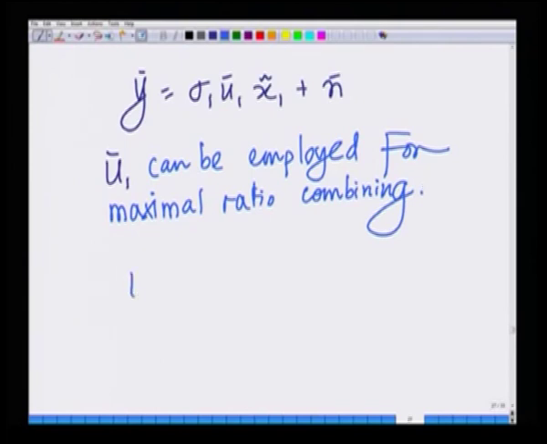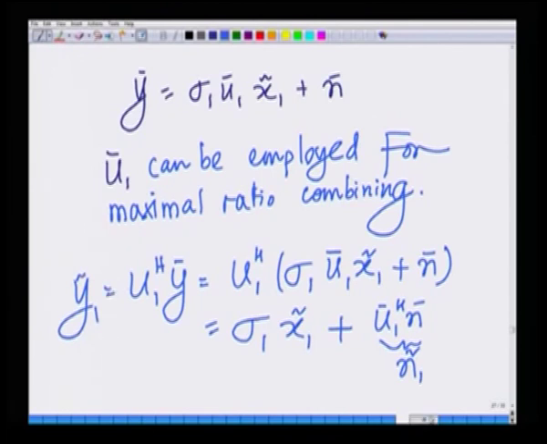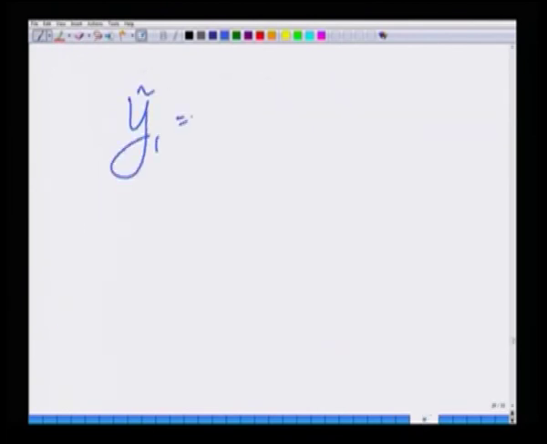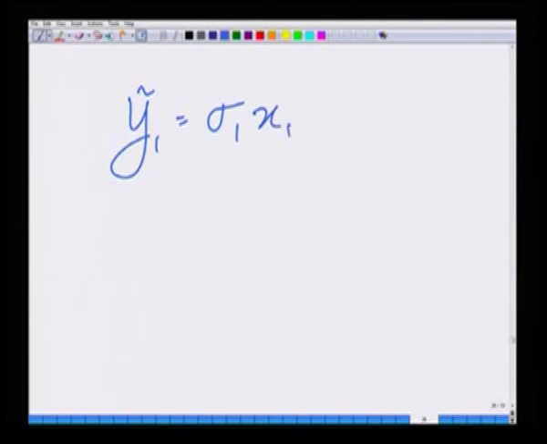Alright, in fact, u1 bar Hermitian y bar equals u1 bar Hermitian sigma 1 u1 bar x1 tilde plus n bar, which is u1 bar Hermitian u1 is 1. So, this is nothing but sigma 1 x1 tilde plus u1 bar Hermitian n bar, which is nothing but some n1 tilde, which is the noise. So, as a result, I have y1 tilde equals sigma 1 x1 tilde plus some noise n1 tilde.